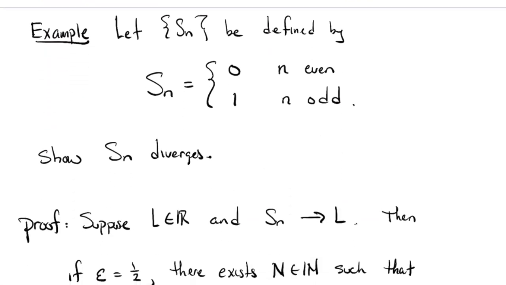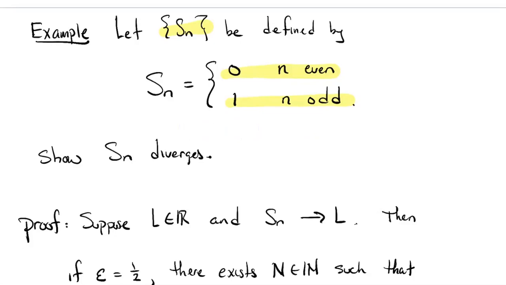Let's look at an example. I'm going to define this sequence S_n as follows. It has two values. The sequence terms are 0 when the index n is even, and they're 1 when n is odd. If you wrote this sequence out as a list, starting with n equal 1, it would start with 1, 0, 1, 0, 1, 0, and so on. I think it's intuitively clear that this sequence does not have a limit. Its terms are not going to get close to some value as n goes to infinity, because they keep alternating back and forth between 0 and 1.